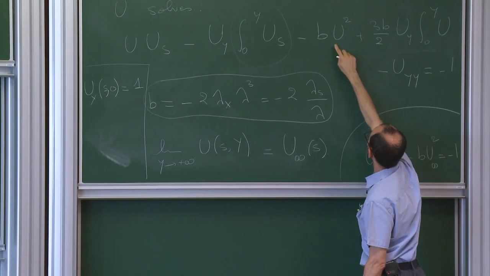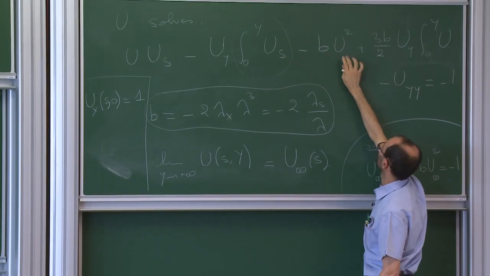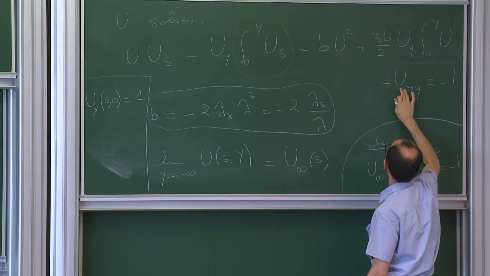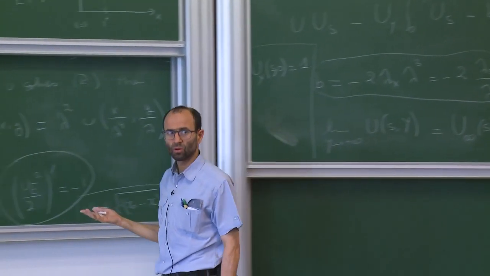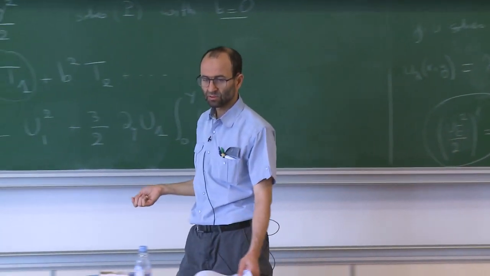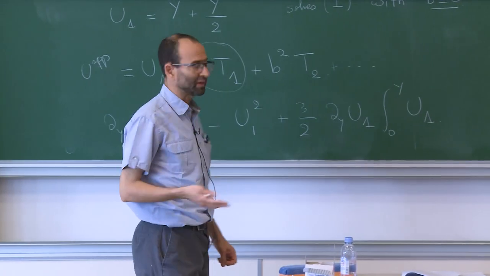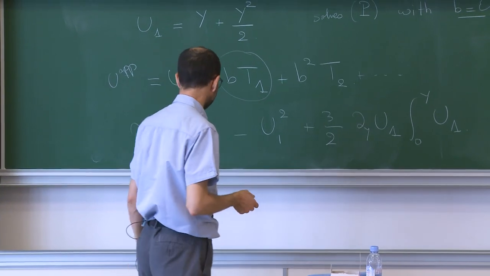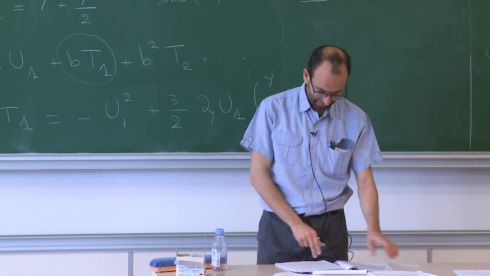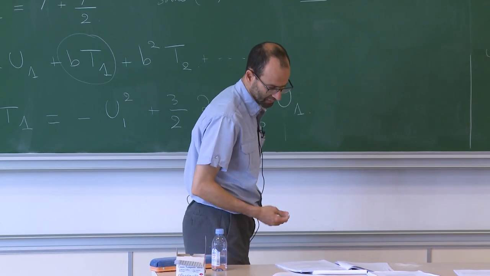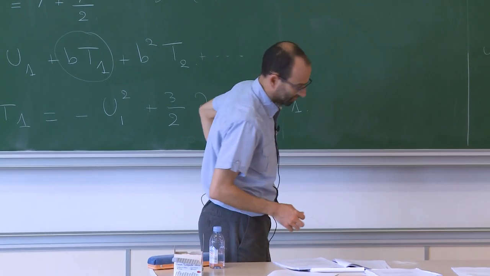So the BT1 term here will cancel the term coming from BU1, these two terms. Like the BT1 cancels these two, right? As of now, I don't need to know the law of B, how B behaves as a function of S. So this you can calculate, and then you can calculate exactly. This will give you T1, which is some minus A4.